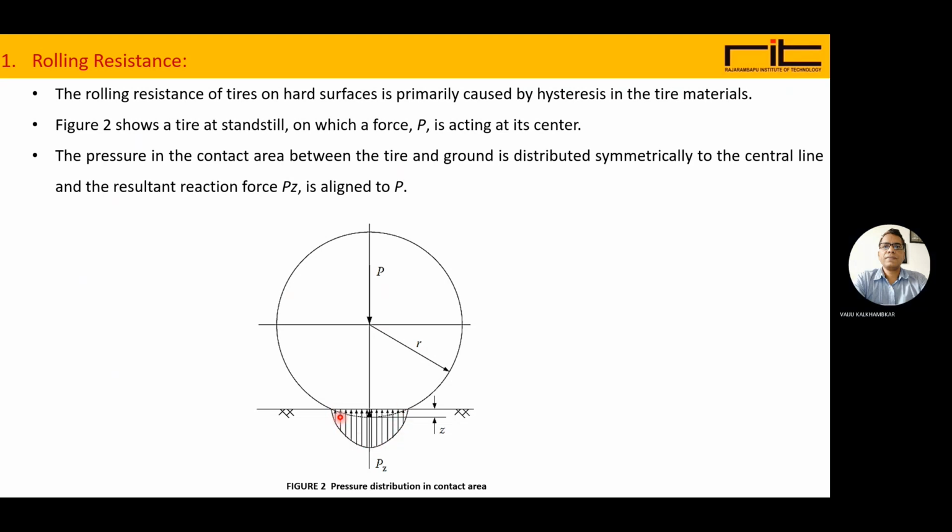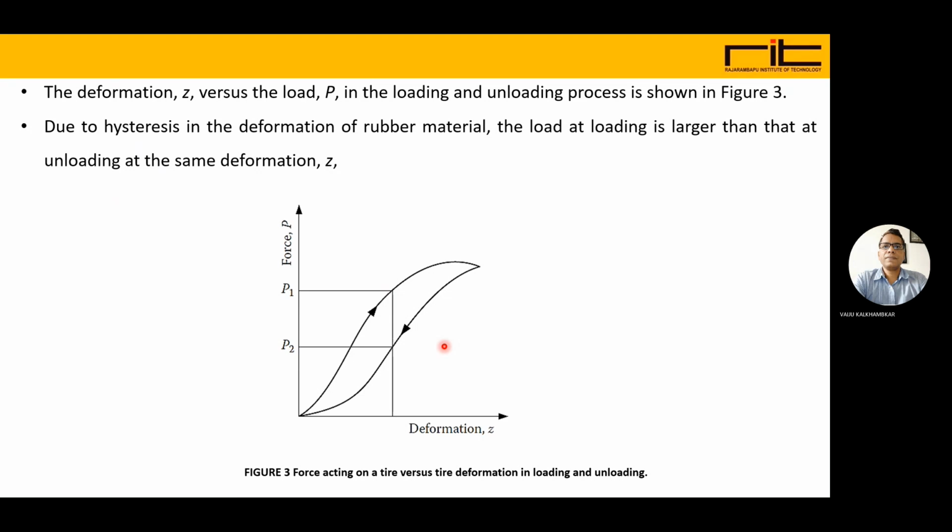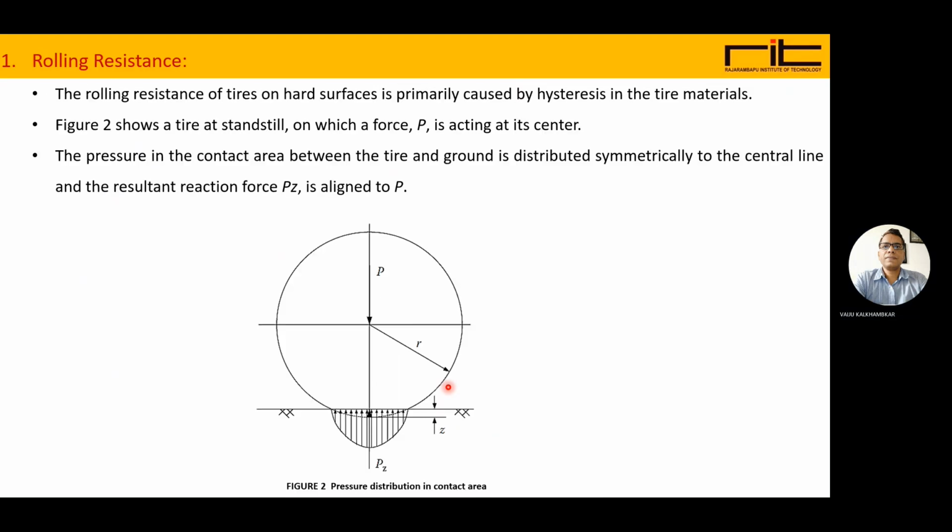You can see this is about the central line, and the resultant reaction force Pz is aligned with P. So the resultant reaction force balances the force P. Z is the deformation of the tire because of the weight or the force acting on it. So these things are under the standstill condition. Now if you see, there is a deformation, the Z shown here. The tire would naturally be round, but because of the rubber material and the force it will have this deformation, so the tire will be like this.